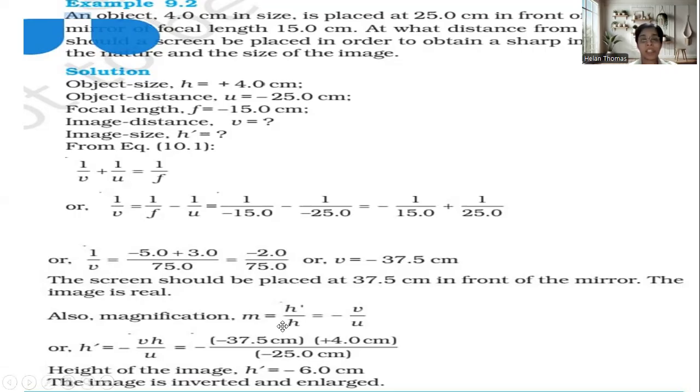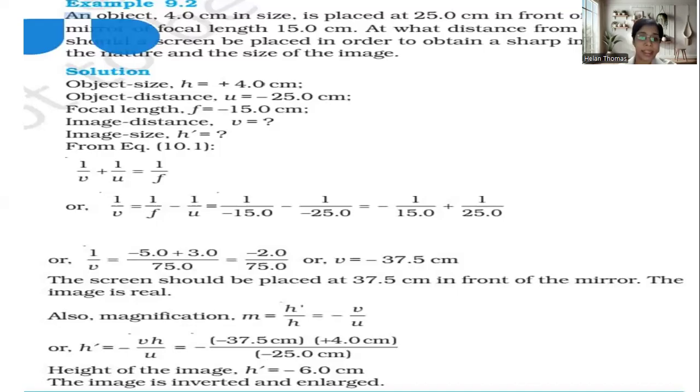And now the magnification formula is h prime by h, which is height of the image by height of the object, which is necessarily minus v by u. We have the height of the object here. So what you need to find is h prime. So you substitute the values, formulate your equation, which will be cross multiplying. It will be minus vh by u. So you substitute those values there. You get the height, the v value and h, and you get your h prime as minus 6.